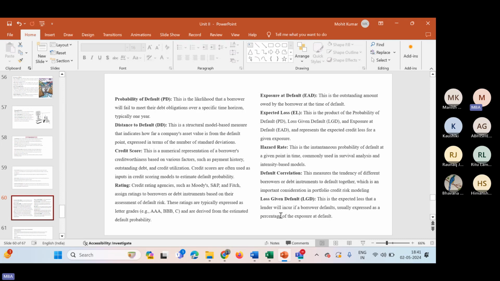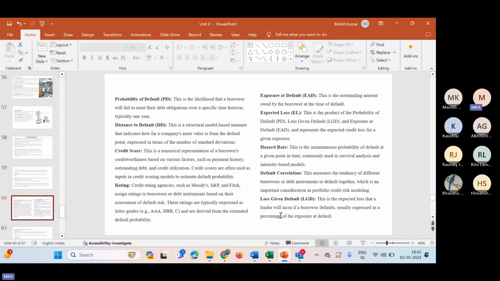So for example, you have invested 1 lakh, so the exposure at default would be 1 lakh. Suppose the person goes into default. Your entire exposure would be 1 lakh because you may lose the entire 1 lakh. But at the same time, what is expected loss? Expected loss is the product of probability of default, loss given default, and exposure at default, and represents the expected credit loss for a given exposure. So actually, this is the final figure you will try to come up with: your actual expected loss given the default probability, the loss given default, and the exposure at default.